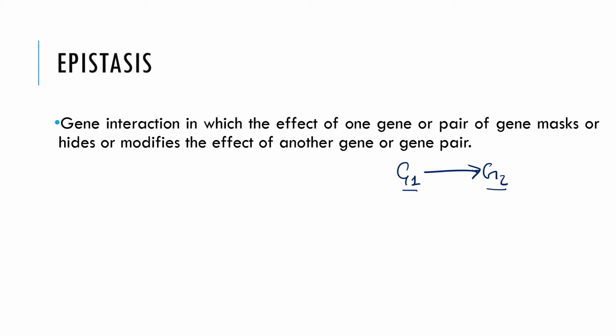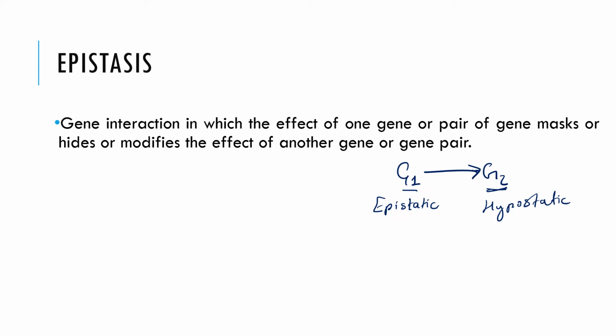And the gene which is masking or hiding or modifying the action of another gene is called the epistatic gene. The gene which is modifying is the epistatic gene, and the gene which is getting masked or modified by another gene is called hypostatic. Epistatic and hypostatic. So this is very important. See, this is not dominant or recessive over here. It is one gene affecting the action or expression of another gene.